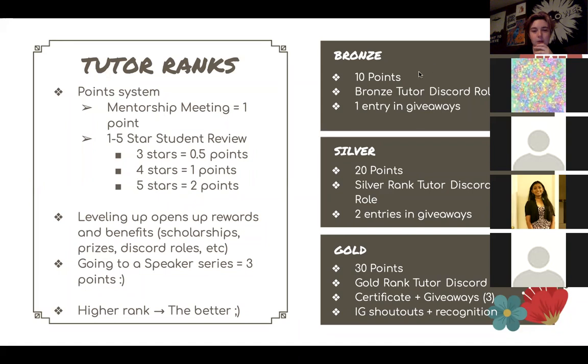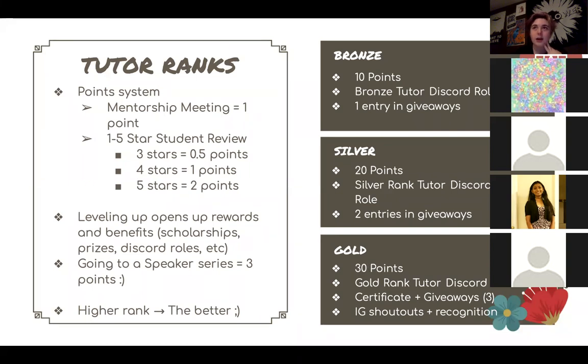And then these are just the rankings and their benefits. So bronze is 10 points. You get the bronze tutor Discord role, which the Discord is also not very active, so I don't know how accurate that is anymore. You get 1 entry in giveaways. Silver rank, tutor Discord role, 20 points, 2 entries in giveaways, and then gold. Tutor Discord role, certificate, 3 giveaways, Instagram shoutouts, and recognition.